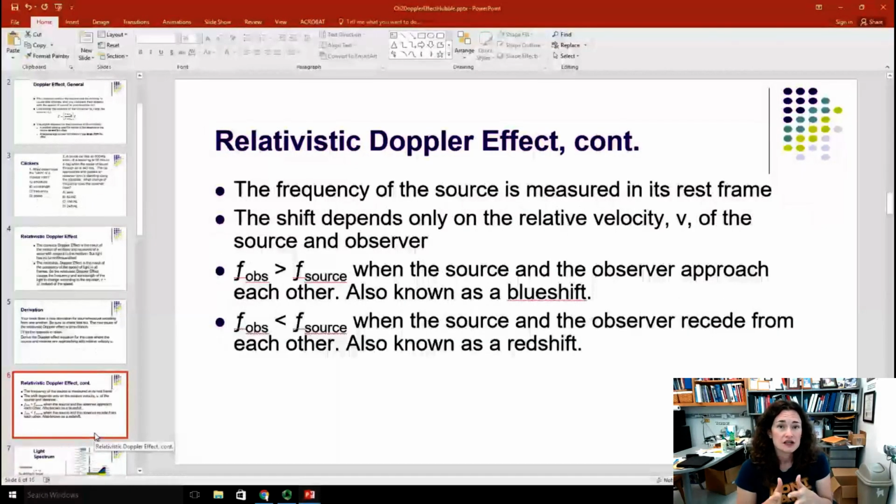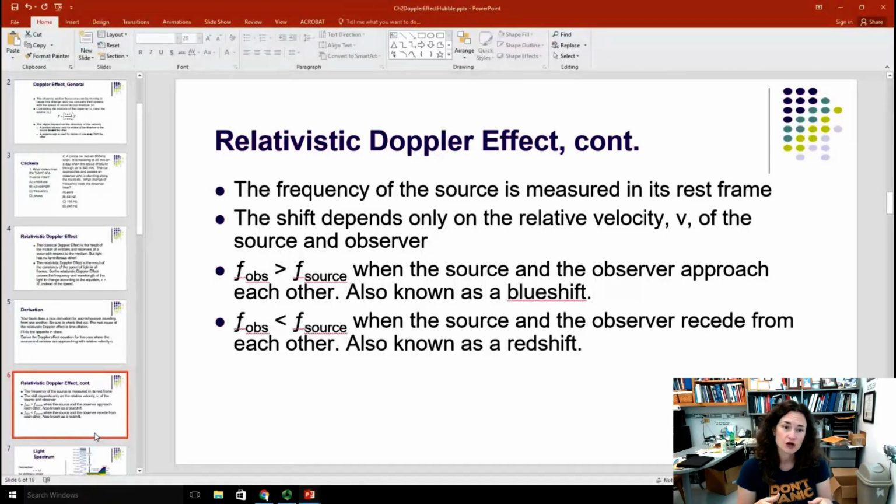Now, in the equations for the relativistic Doppler effect, the frequency of the source is measured within its own reference frame. So the source frequency is from the emitter of the light, and the shift depends upon the relative velocity of the source and observer. If the frequency observed is greater than the frequency at the source, that's a blue shift, and that's when the source and observer approach each other.